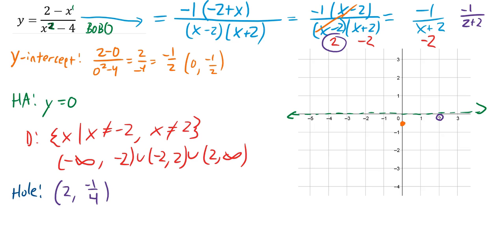And then I've got vertical asymptotes to worry about. Looks like I messed up the colors. Oops, that's okay. The vertical asymptote is going to be the thing that did not cancel out. Negative 2 did not cancel out. My vertical asymptote is x equals negative 2.